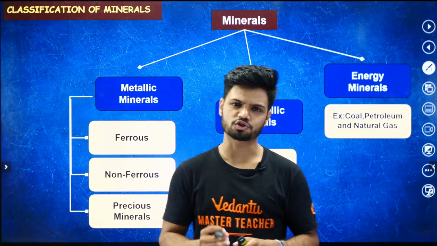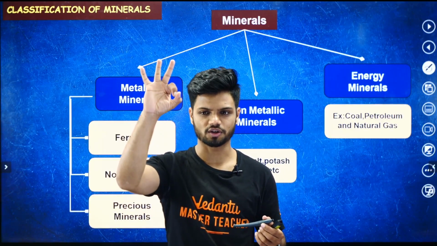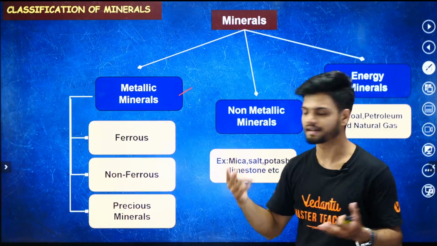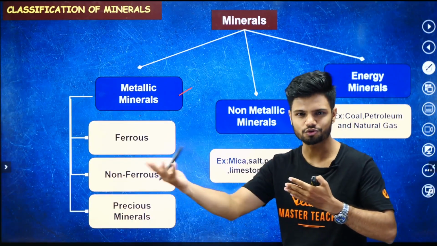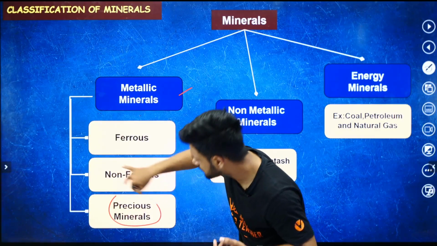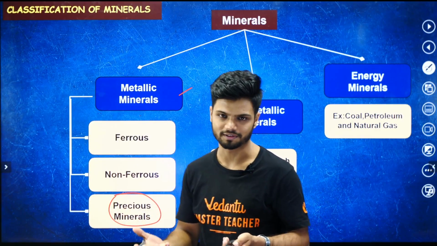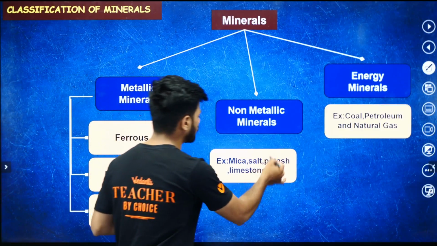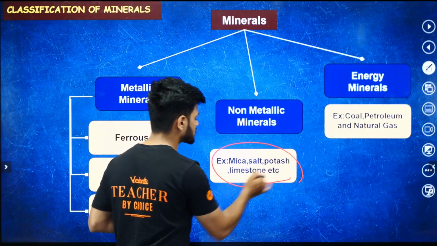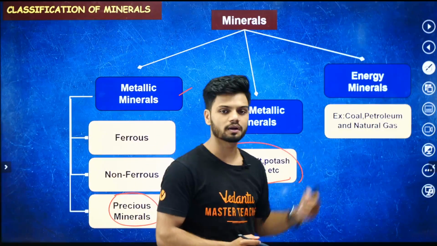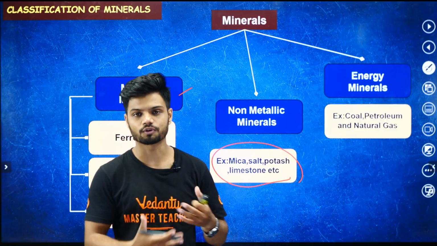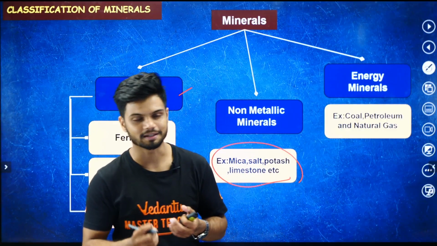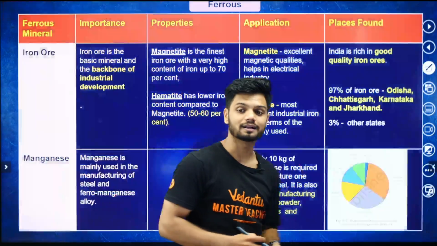The next one we have is classification of minerals. The main classification has three types: metallic minerals, which have ferrous, iron, and non-ferrous, non-iron. Then we also have precious minerals, that is your silver and gold. Technically, precious minerals also come under non-ferrous. Then we have non-metallic, that is mica, salt, potash, limestone. Then we also have energy minerals, which provide energy for fuels, not for us, but for your car and bike, that is coal, petroleum, and natural gas.